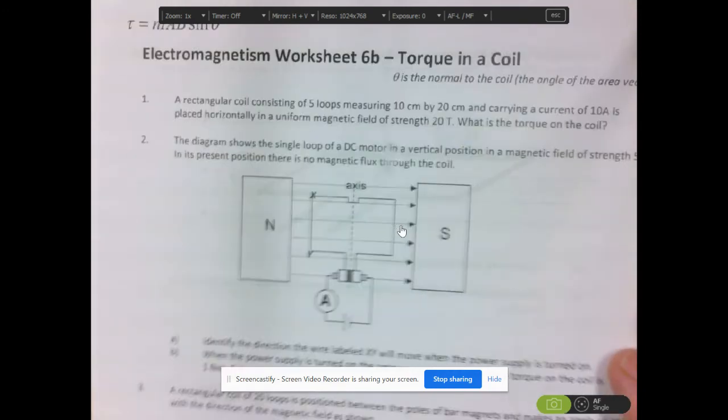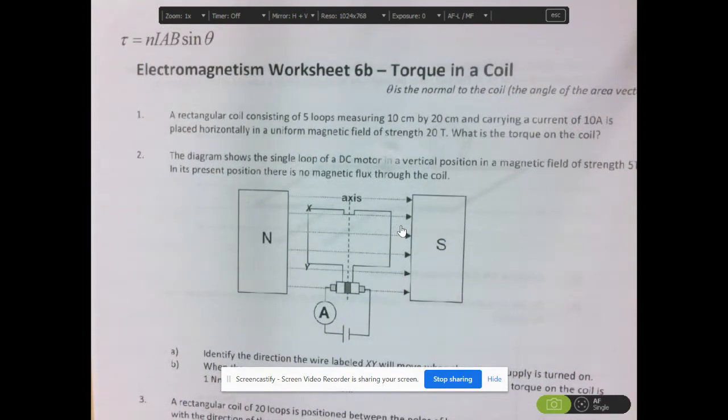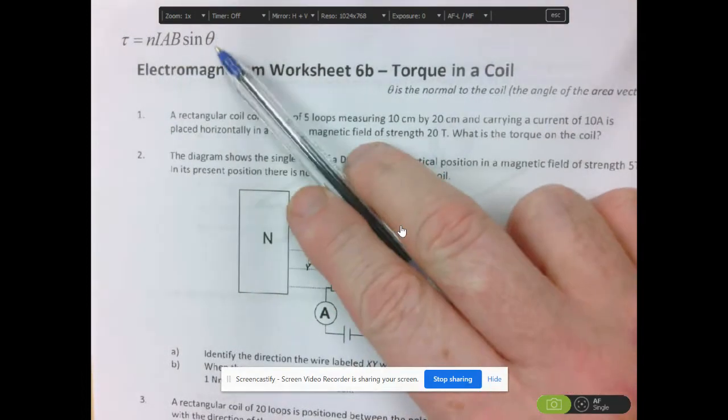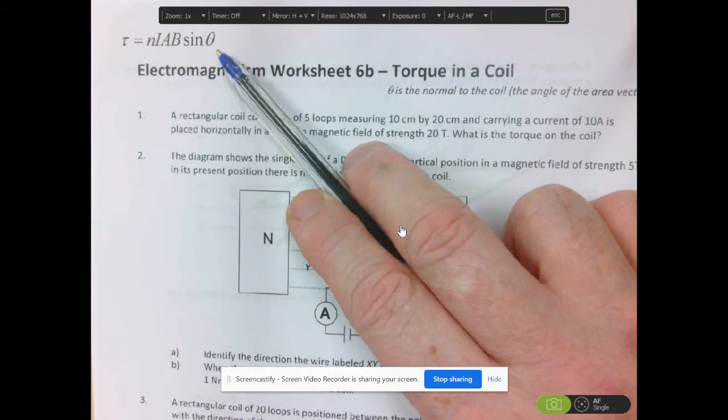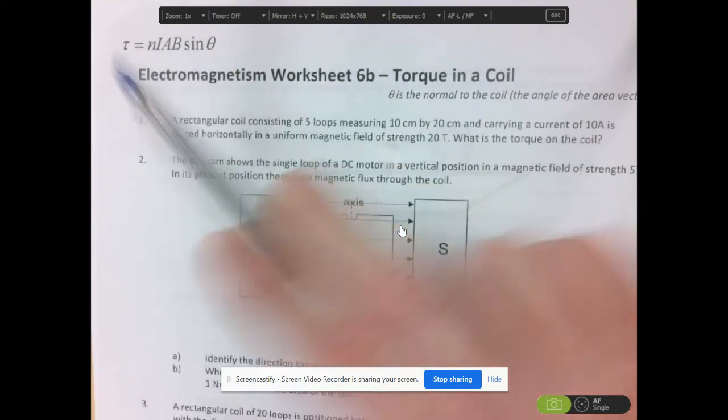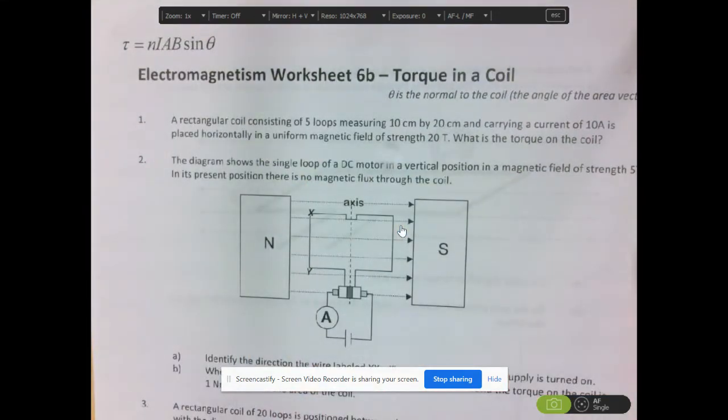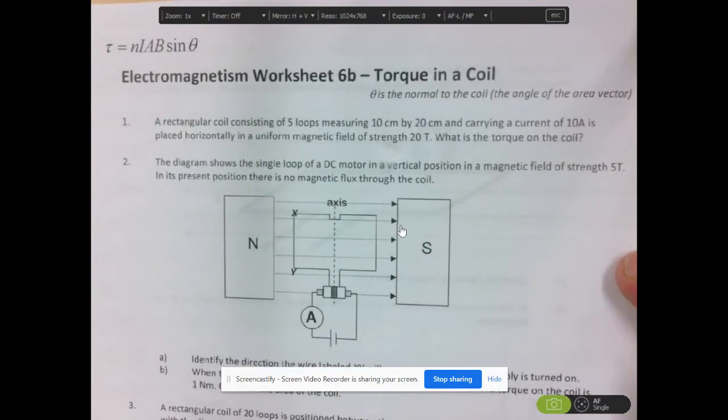Welcome. We're now going to have a run through of this worksheet, which you find in the link on Compass, Electromagnetism Worksheet 6B. It's the torque in a coil. It reminds us, firstly, of the formula that we're going to be using, which is BIA sine theta. So it's IAB on the NESA sheet.